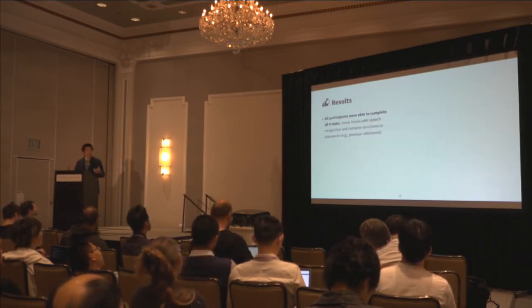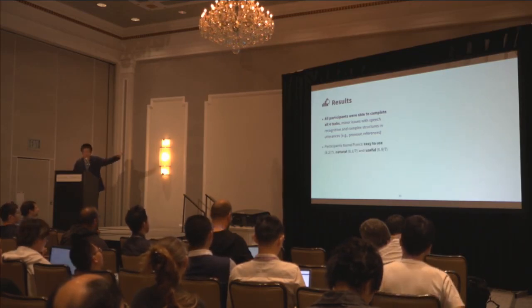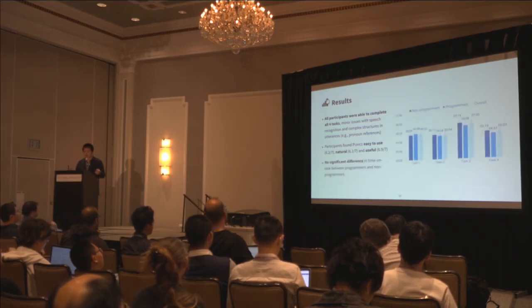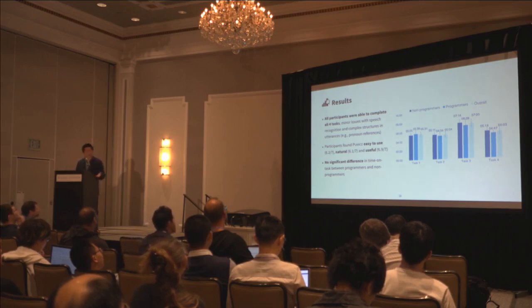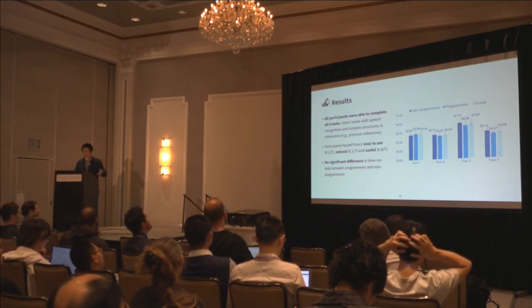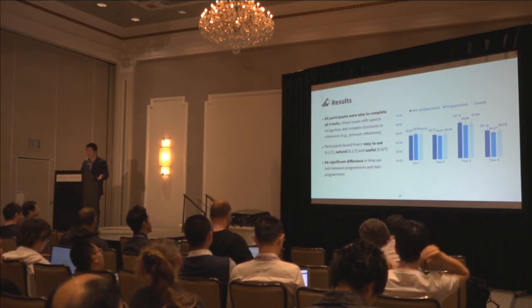The study results were encouraging. All participants were able to complete all 4 tasks. In the post-study survey, participants reported that they found the system easy to use, natural, and useful. There was no significant difference in time on task between programmers and non-programmers. They on average spent around 5 to 7 minutes for each task. This suggests that non-programmers can use PUMICE as well as programmers.